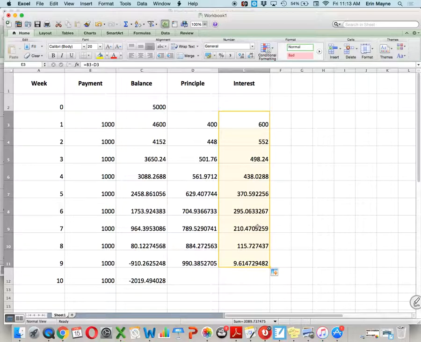Can we do this on a calculator? Yeah, you can have your calculator, for sure. Okay, I was just curious.